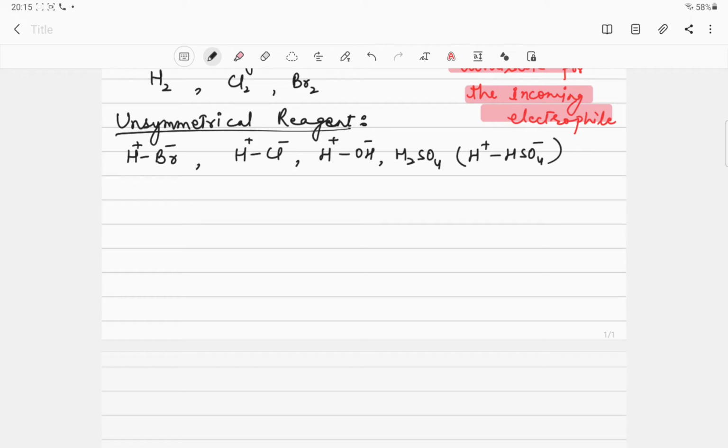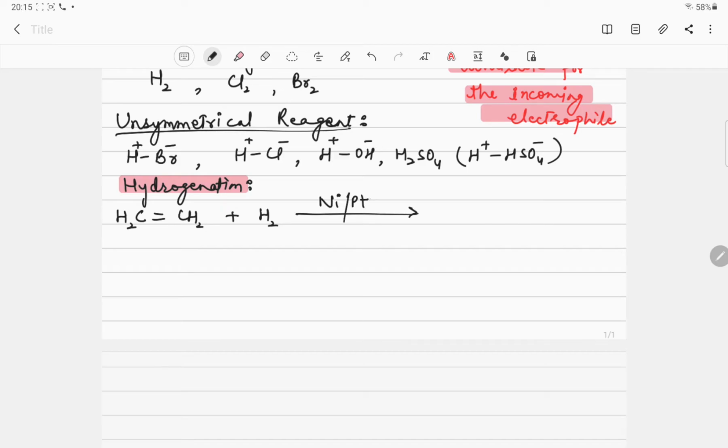We are starting with the addition of the symmetrical reagent first of all. Now say we have ethene, CH2 double bond CH2. When we add hydrogen, this reaction is called hydrogenation. Addition of hydrogen is called hydrogenation reaction. Hydrogenation of alkene will always take place in the presence of nickel, platinum or palladium. Now out of this H2, one H goes on this side of the double bond, one H on the other side of the double bond. So that is how the addition will take place.